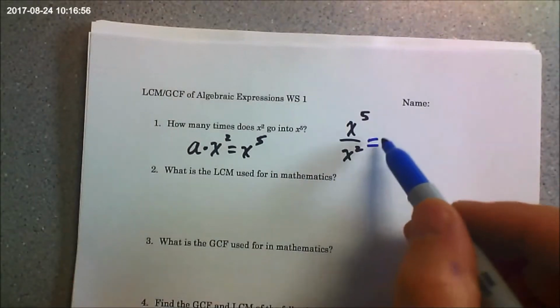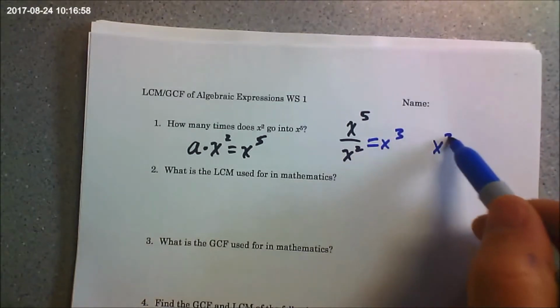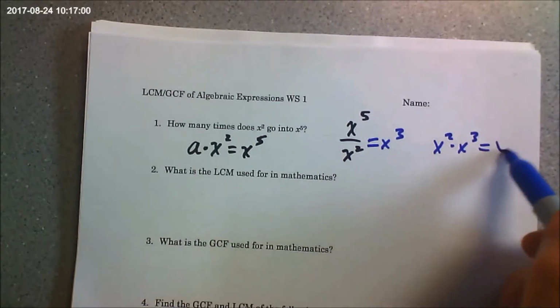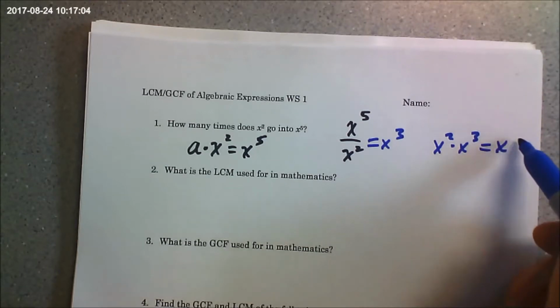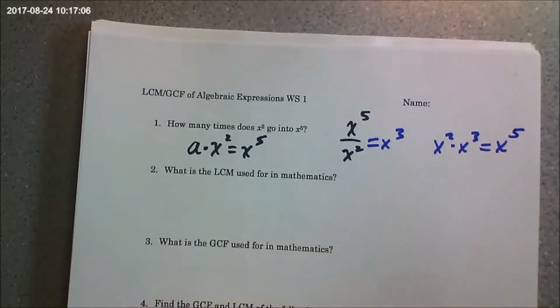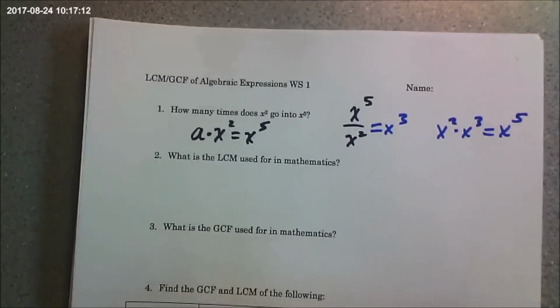Because x squared times x to the third is, well, that's 1, 2, and that's 1, 2, 3 more. They're all repeated multiplications, so that would be x to the fifth. That's right. Did you get that? Yeah? Cool. All right, next up.